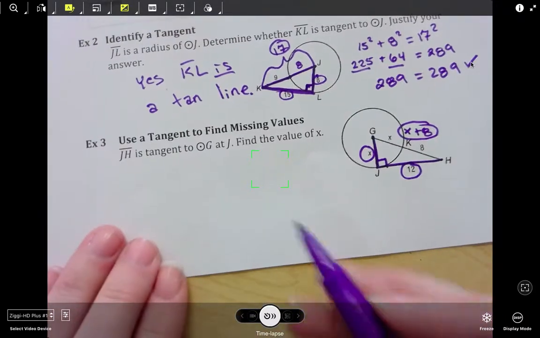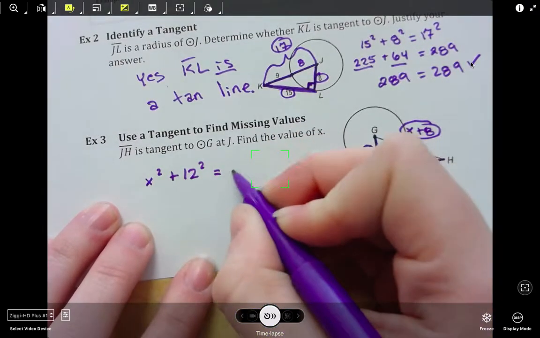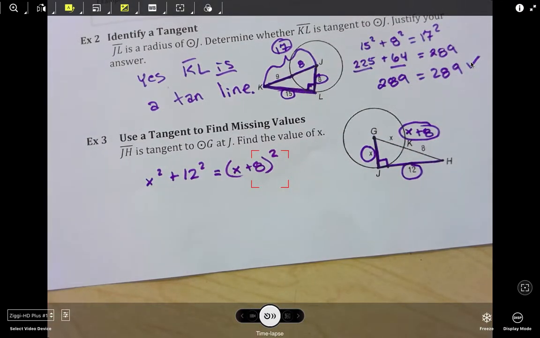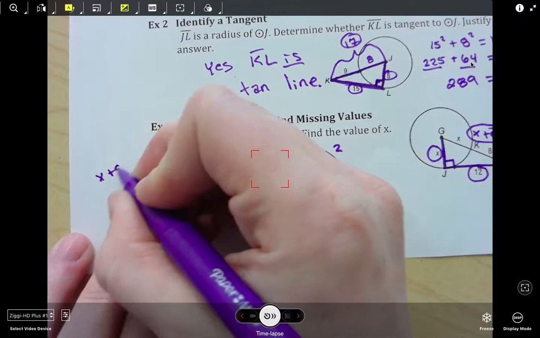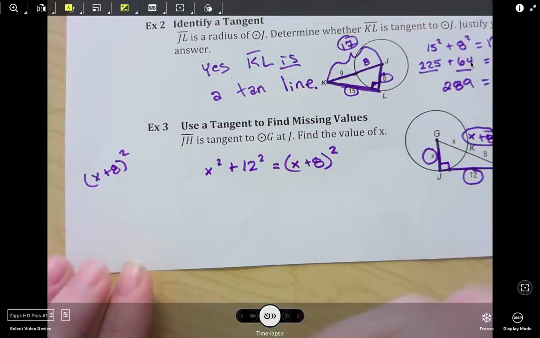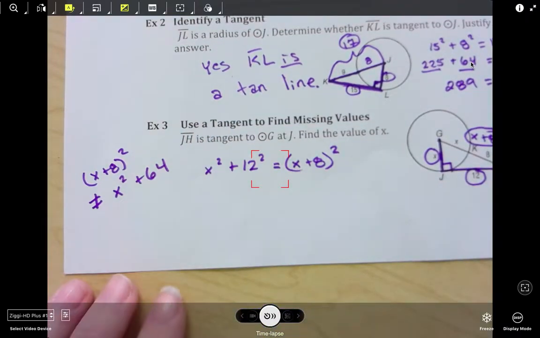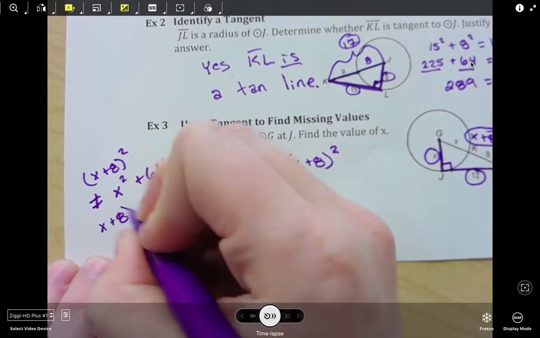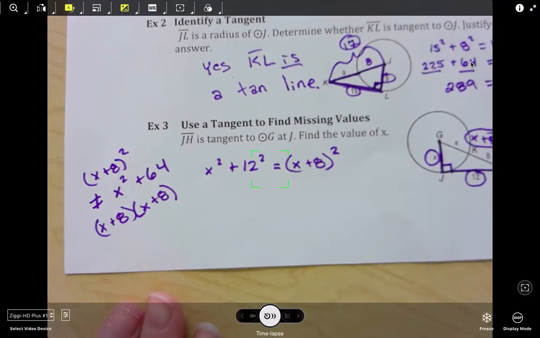So we're going to do the Pythagorean theorem. I have x squared plus 12 squared has to be equal to (x plus 8) squared. Now, I see people do this all the time. When you have (x plus 8) squared, write this on your notes: (x plus 8) squared is not equal to x squared plus 64. That would be really nice if it was, but it is not. (X plus 8) squared actually means (x plus 8) times (x plus 8). If you took Algebra 2 with me, you'd know that I harp at you all the time about that.